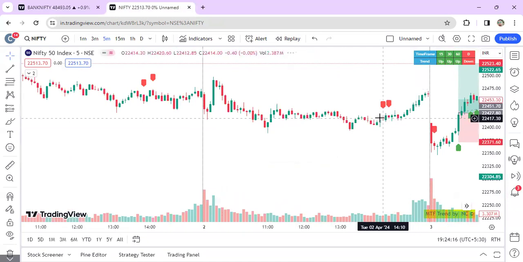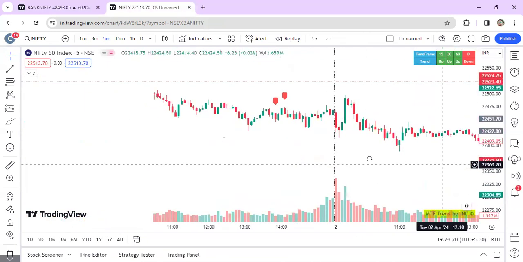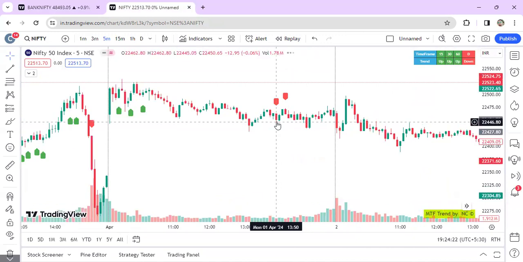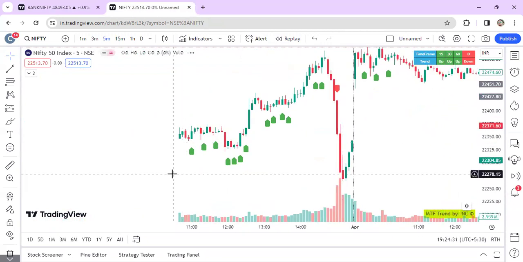Okay, here no signal is generated. After 2 p.m. this sell signal is getting generated, so we don't enter the trade. Here also, at 1:50 this signal is getting generated, so there is no trade. This one will be SL hit, right? So this is SL hit.